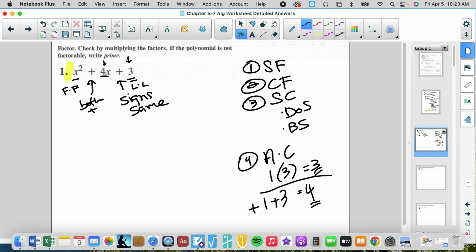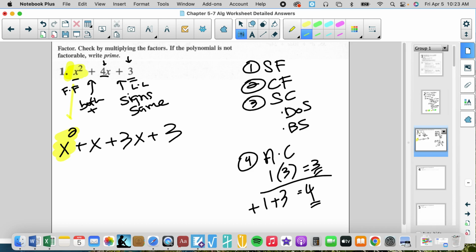So I'm going to break this down to this form. How did I get this? Well, all I did was I took this x squared and I pulled it down. That's all I did. I brought that first term down. The third term, all I did was bring it down. That just was brought down here.